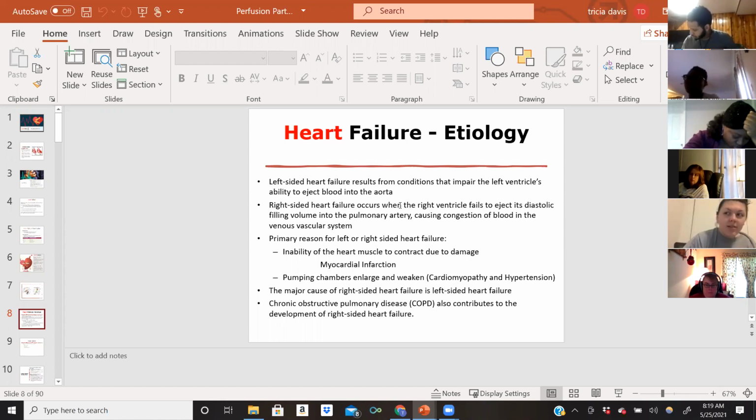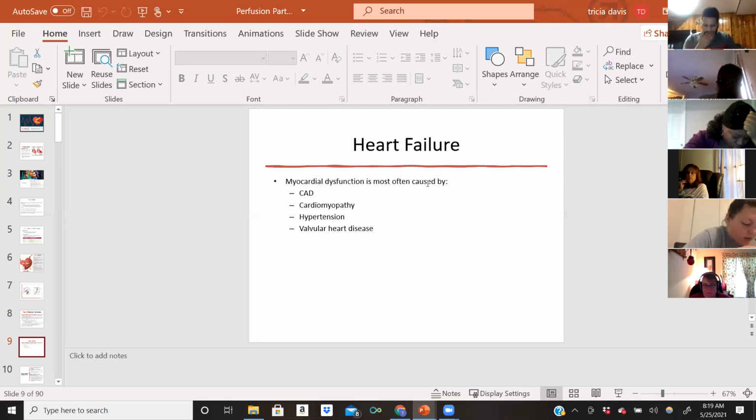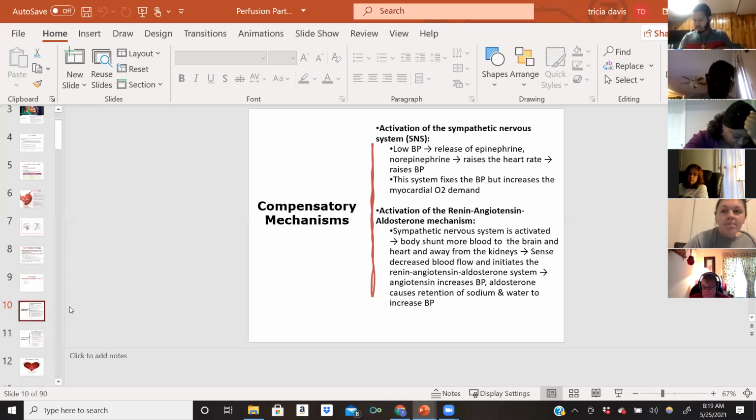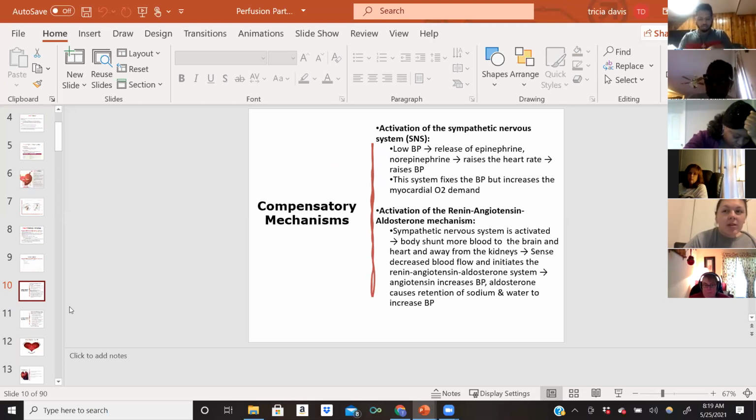The major cause of right-sided heart failure is left-sided heart failure. And then chronic obstructive pulmonary disease, COPD, also contributes to the development of right-sided heart failure. Some other contributing factors that cause heart failure: we have coronary artery disease, cardiomyopathy, hypertension, and then we see it with heart disease that affects the valves.